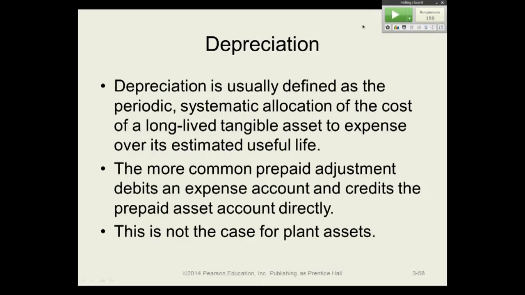What's the basis for recording a plant asset? It's at what? Historical cost. So that's the cost of the asset. And as the asset is used up and as the asset is generating revenue, as it's losing its value or as it's being reduced, we credit the accumulated depreciation. We don't credit the asset directly. So the asset is not credited directly. Now I'm going to explain why in just a moment.